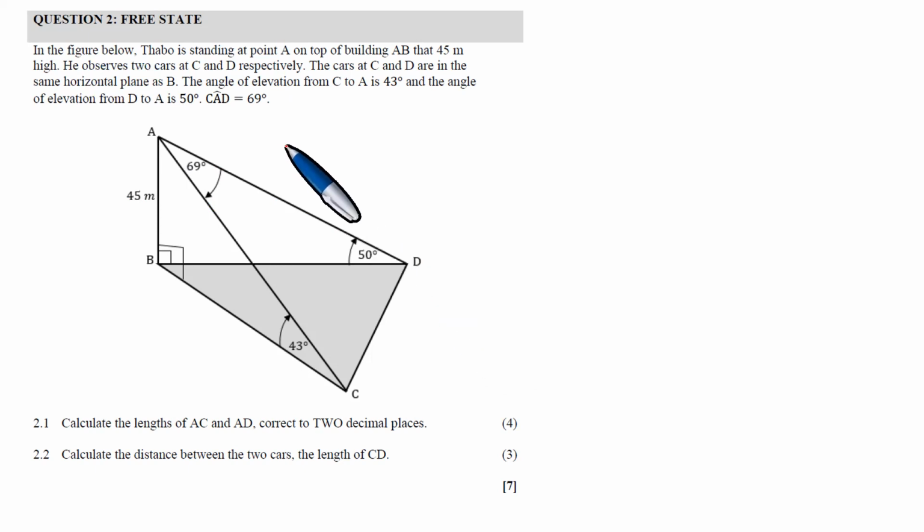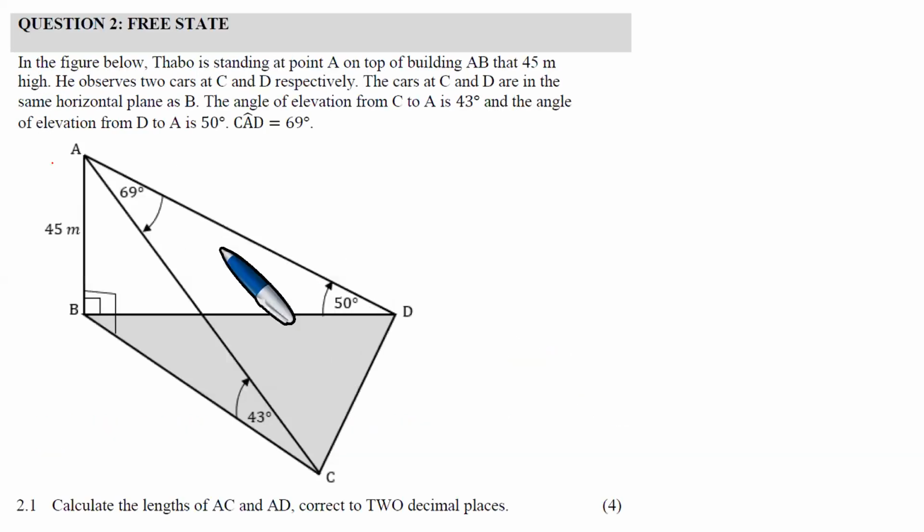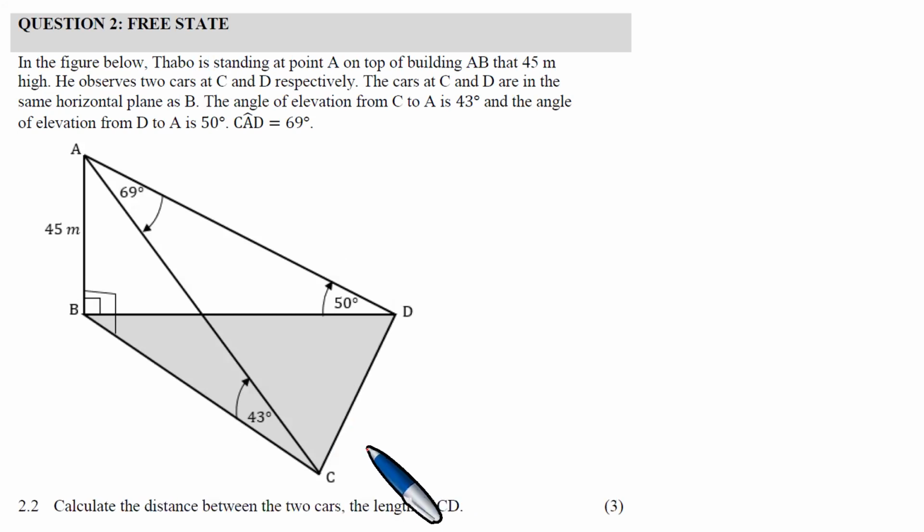So I'm just going to show the question on the screen. When you watch the video, I'm going to send you the video in the next couple of minutes. So you're going to watch the video, do it for homework, and send me feedback. Obviously this is the question. There you're going to read about Thabo and everything, for 7 marks. You're going to pause the video and do the question. I have broken it down here, and I have made a space available for us to solve it there. So you have to calculate the lengths of AC and AD, correct to decimal places. And now you also have to calculate the distance between the two cars, the length of CD as well.